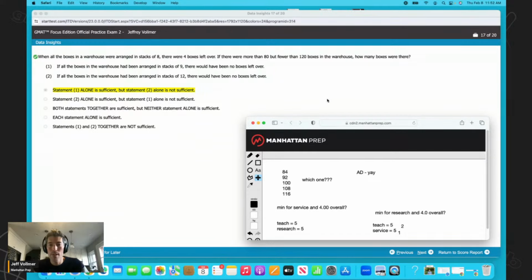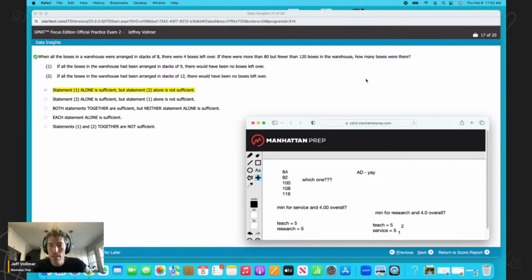But this seems more accessible, right? Because it's about physical things that you could see and imagine stacking. But it's essentially the same as a divisibility remainder problem. They just present it to you in more real world terms.